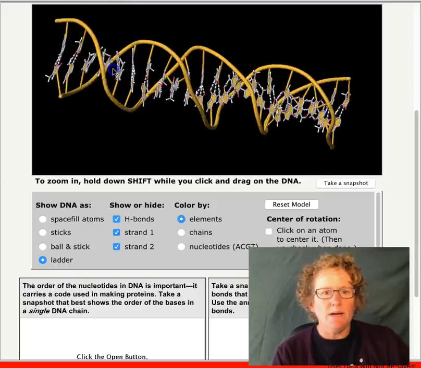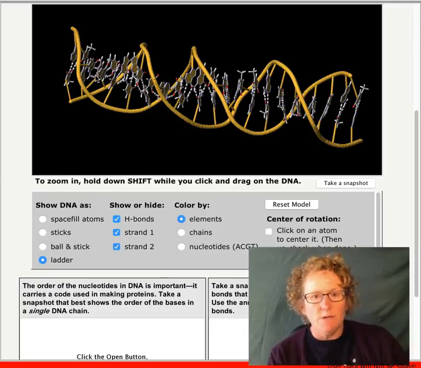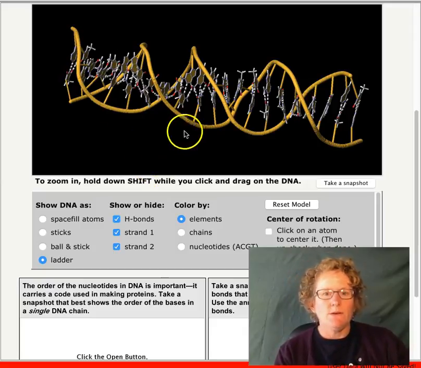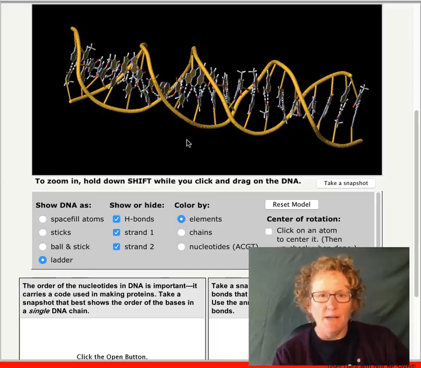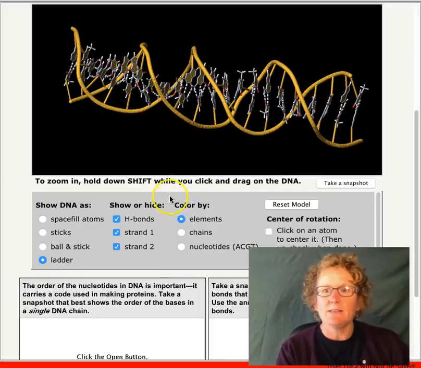Those are the hydrogen bonds. Remember, hydrogen bonds are between molecules, not between atoms. So they're different than regular bonds within the molecule. They're between molecules, so we show them as dotted lines.